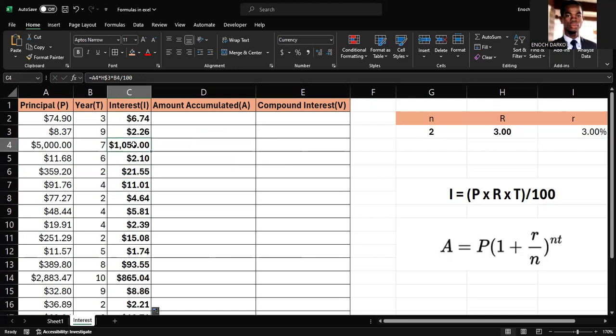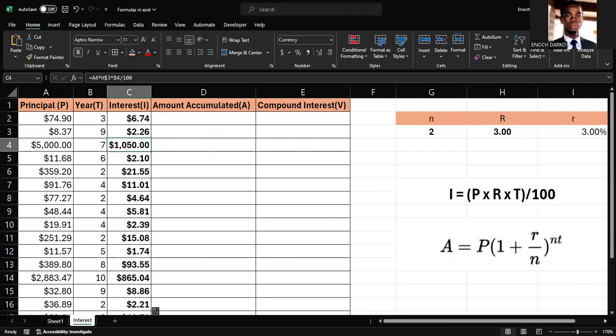If you have not yet watched our video on types of cell referencing, I will recommend that you go back because it will become very essential in your calculations. If you get your cell references wrong, the type of cell reference wrong, it might affect your answers in your calculations. So that is that for our simple interest. Now we go to the compound interest.